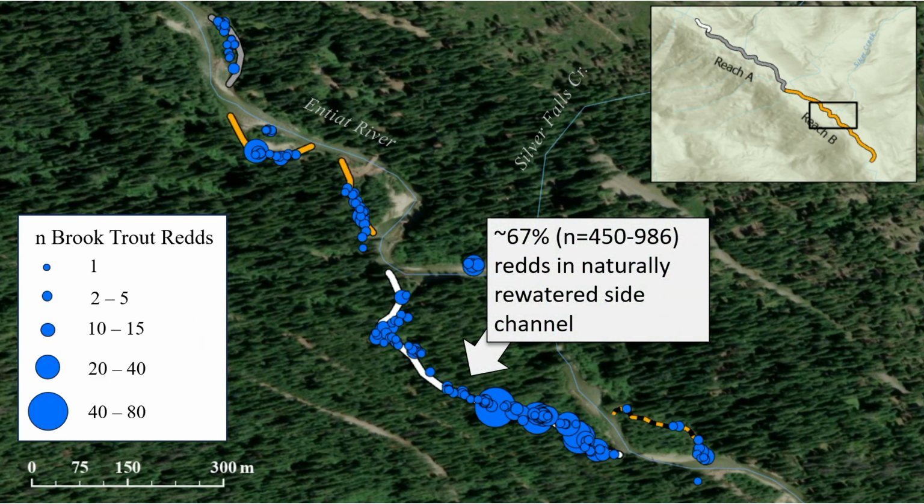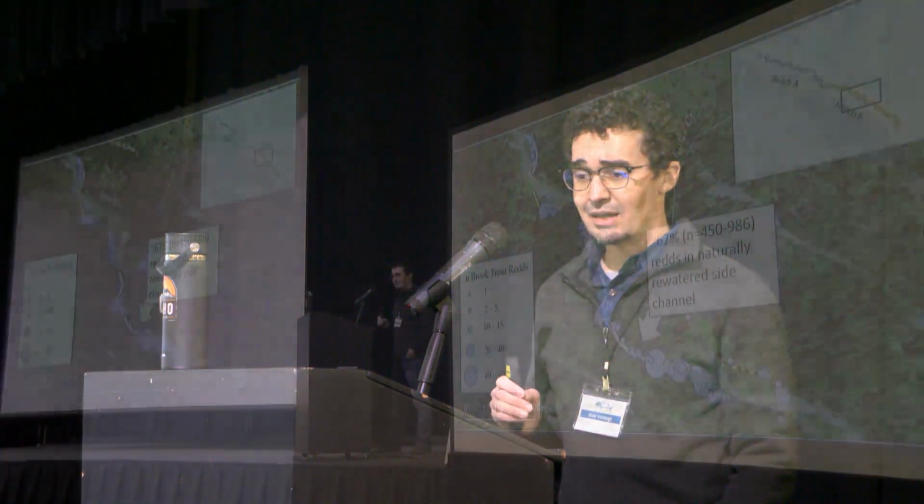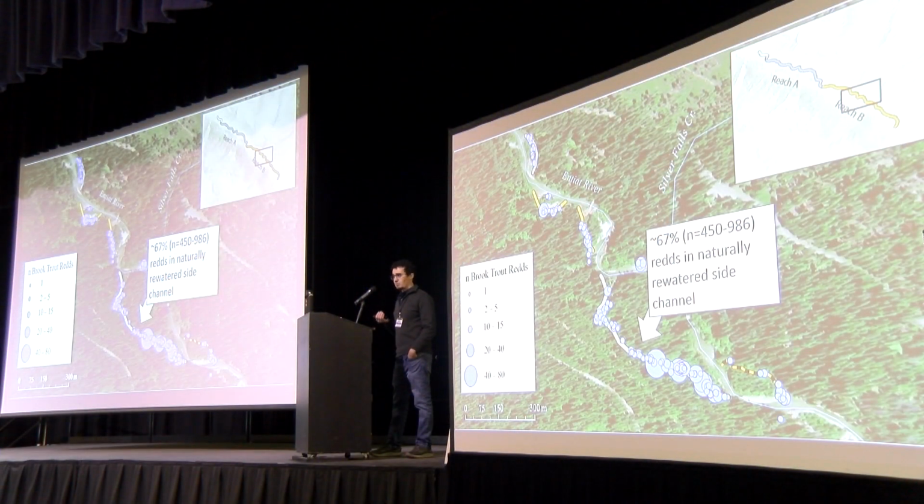About 67% to 80% on average of the reds have been found within the single 400-meter side channel that we think naturally reconnected in 2022. There was some wood dropped in there during habitat restoration. We do find brook trout reds around that area, but honestly, you can see on the map, we find them dispersed throughout the entire channel. So a lot of these reds we believe are probably caused by that natural reconnection and would be there regardless of any restoration.